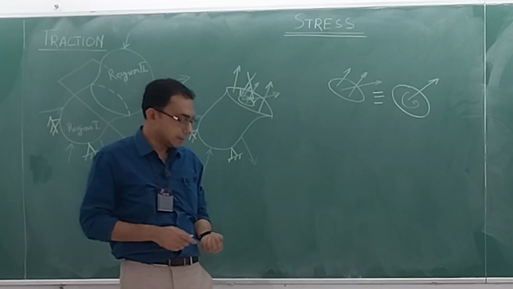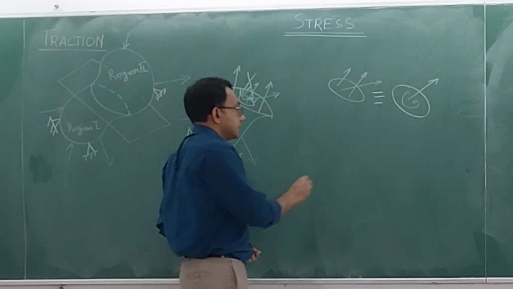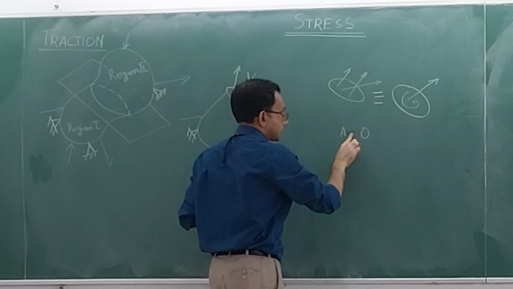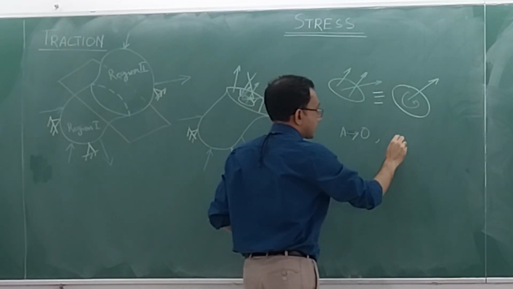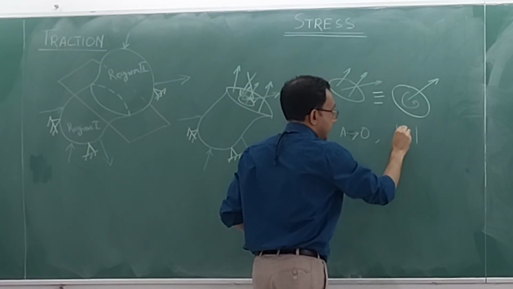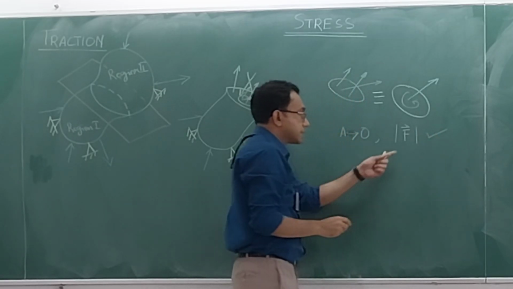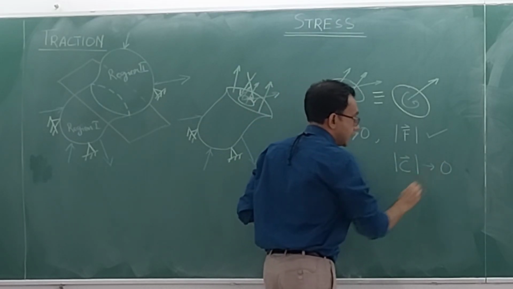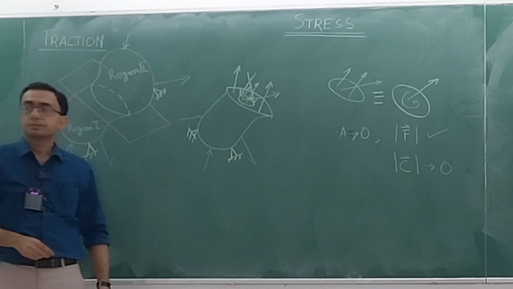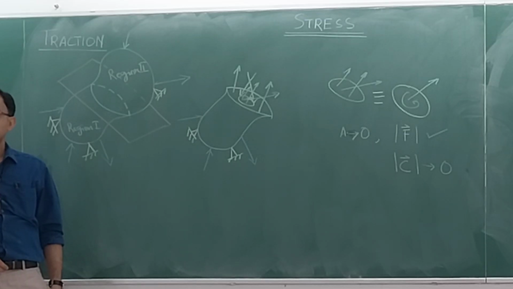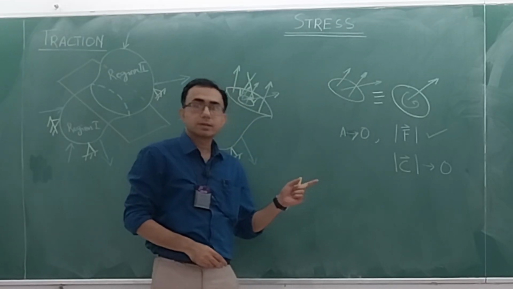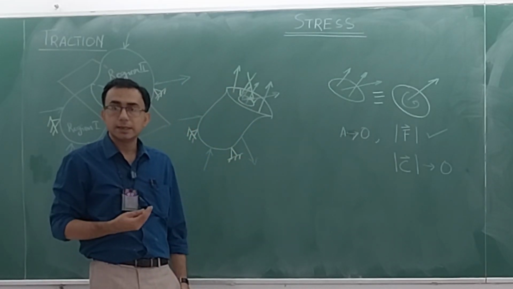Because that moment arm is tending to zero, that is why the couple tends to zero. So we say formally that as A tends to zero, you are going to have a finite magnitude of this force, but this couple is going to tend to zero. Fine. Now what we'll do is we will take the ratio of the force by the area in the limit that the area tends to zero.